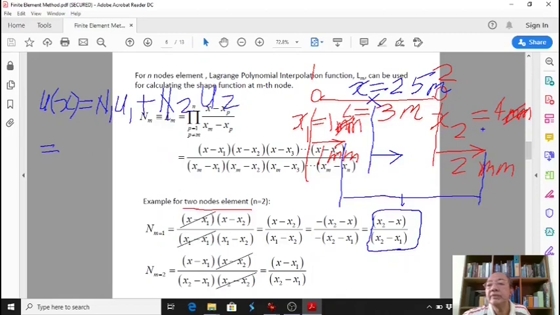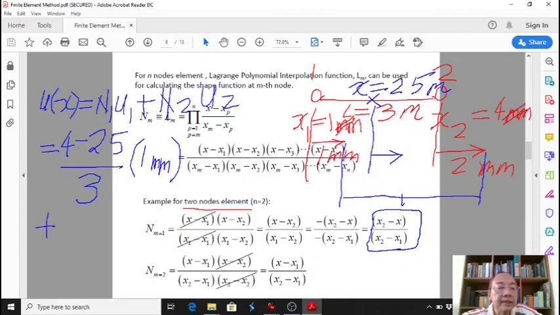So x2 is 4. Okay, minus x. X is 2.5. Okay, minus 2.5 per length. So x2 minus x1 represent the length. So this is 4 minus 1. So this is 3. Okay, and multiply to u1. We assume that u1 just now is 1 mm. Okay, 1 mm.